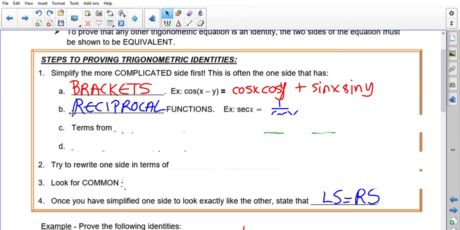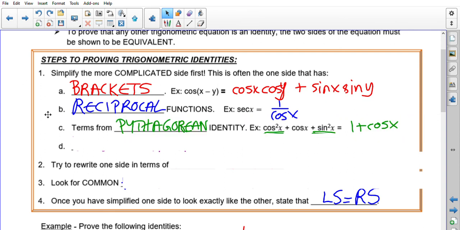The second tip is try to get rid of reciprocal functions. So for example, here if you see secant x, I usually find it's helpful when you try to translate everything to sine and cos if you can. So secant x, it might be helpful for you to rewrite that as 1 over cos x.